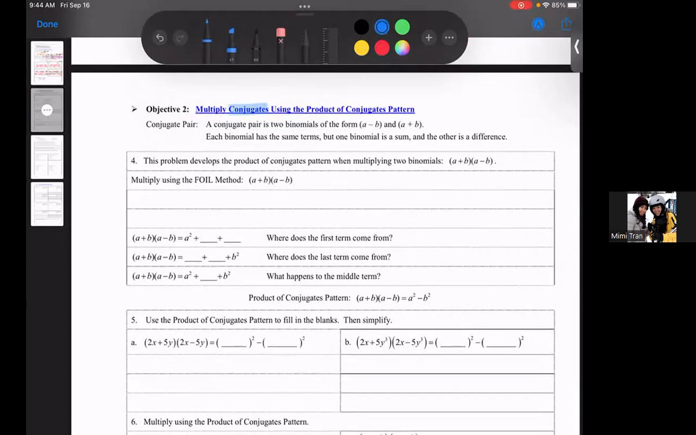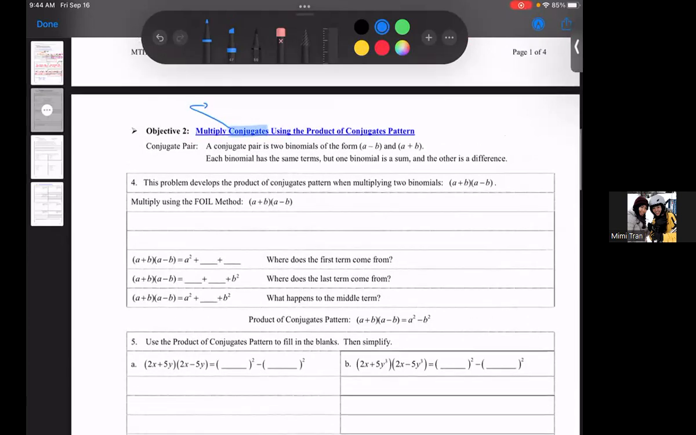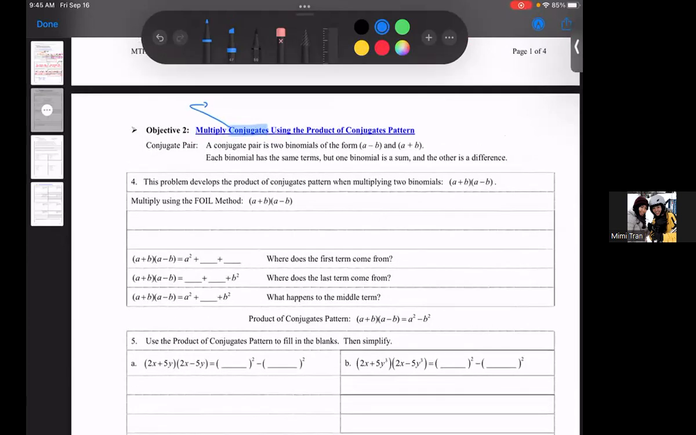It sounds fancy, but basically it's like this. Conjugate is all you do is change the sign in the middle. So for example, the conjugate of x minus y is x plus y. All you do is change the sign in the middle.